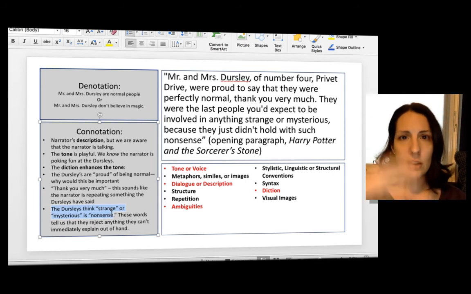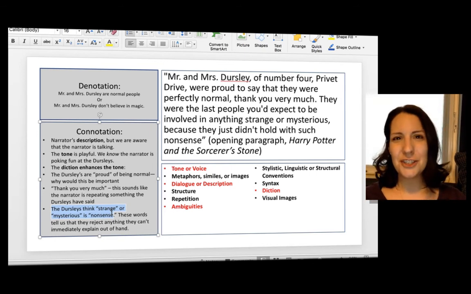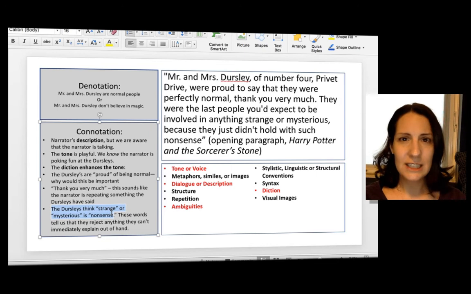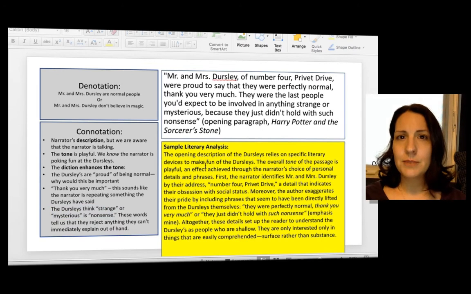So, based on all of these things that I've noted, I think I can arrive at some understanding of what the text is trying to tell us about the Dursleys and how it's telling us this without actually just telling us in totally specific terms that the Dursleys are shallow, obnoxious, kind of social climbers. So here's what I've arrived at. It's in yellow. It's my sample literary analysis. And I'll read it to you.